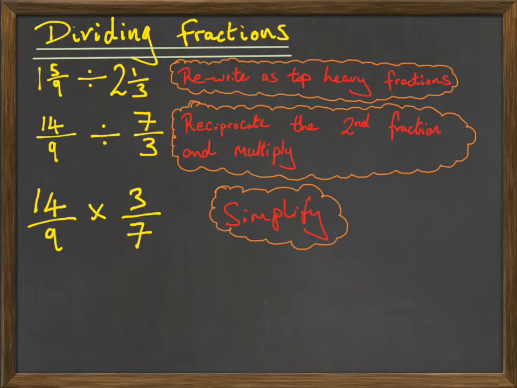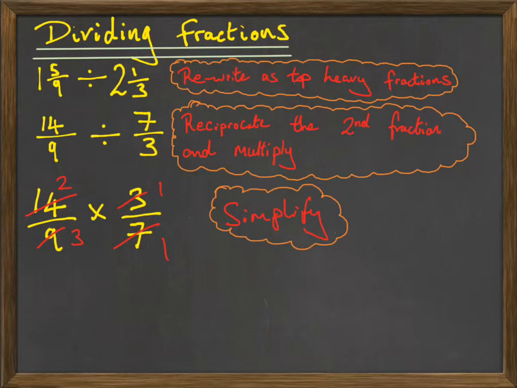We can see this time that there is a common factor between the 14 and the 7, 7 being the common factor, and between the 3 in the numerator and the 9 in the denominator there's a common factor of 3. So we can say that 7 goes into 14 twice and 7 goes into 7 once as shown, and we can say that 3 goes into 3 once and 3 goes into 9 3 times as shown.